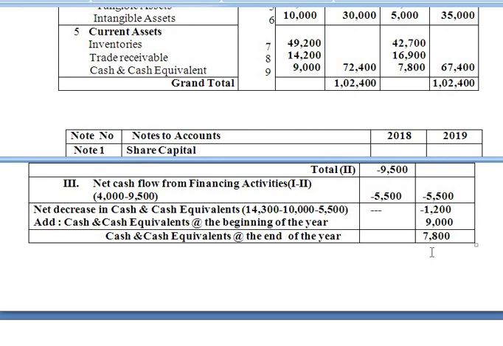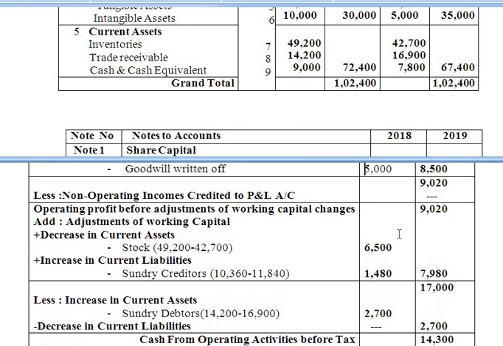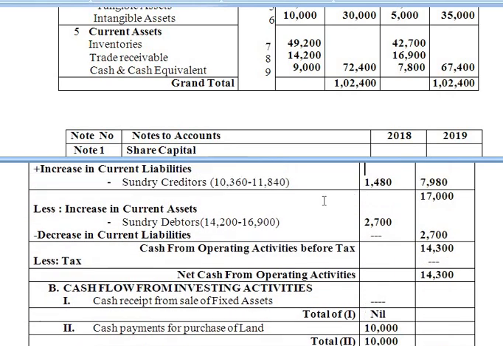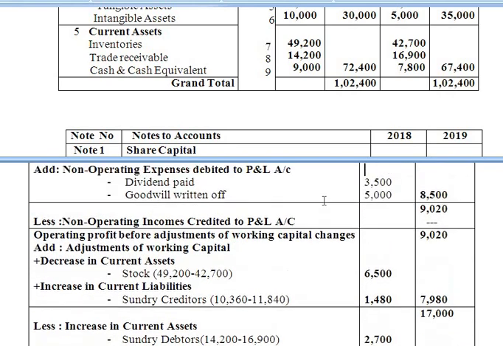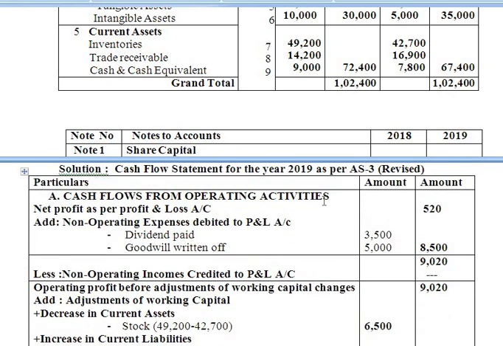Okay, you understood? So that is the reason this cash flow statement is nothing but, like, how this 9,000 has become 7,800. So the details of this we can find in this method, okay, in this statement. I hope you understood the calculation of cash flow statement as per the modern method, or as per the accounting standard 3 revised. It is indirect method. Okay.